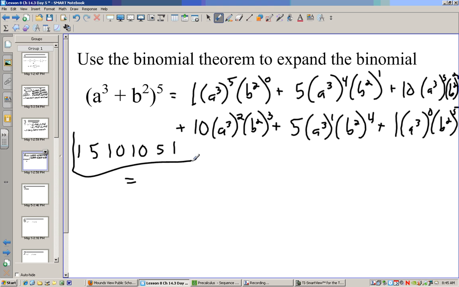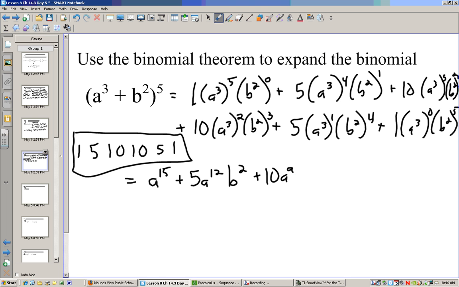All right. So now we need to know our exponent rules. 1 is just going to be 1, so we don't need that. A to the 3rd to the 5th, we multiply those to get a to the 15th. B squared to the 0 is the same as b to the 0, which is just 1. Here, the 5 doesn't multiply by anything, but a to the 3rd to the 4th is a to the 12th times b squared. Plus, here we have 10, a to the 3 times 3, which is 9th, b squared to the 2nd power is b to the 4th.